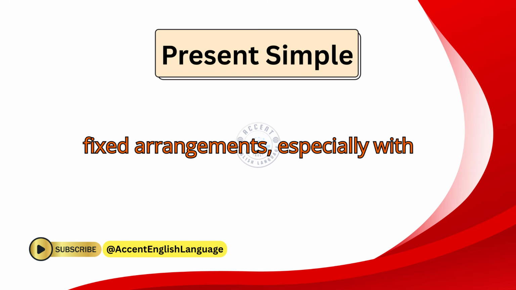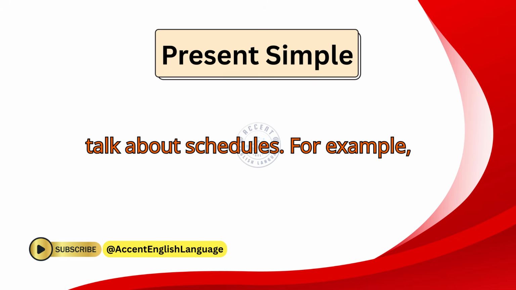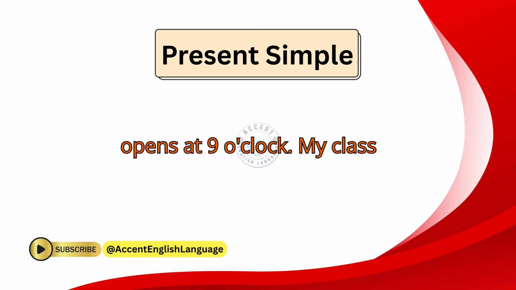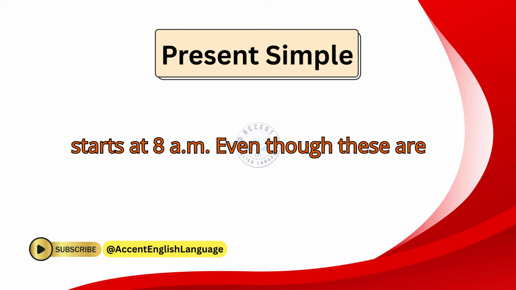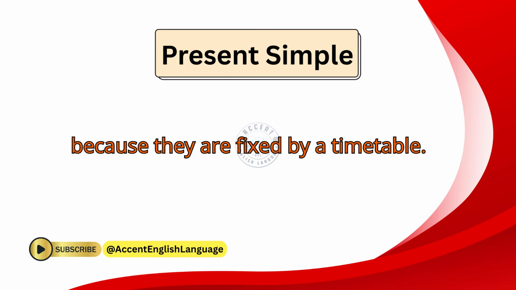Third, fixed arrangements, especially with timetables. We use the present simple to talk about schedules. For example, the train leaves at 6 p.m. The shop opens at 9 o'clock. My class starts at 8 a.m. Even though these are future events, we use the present simple because they are fixed by a timetable.